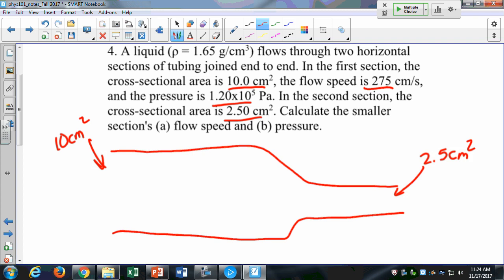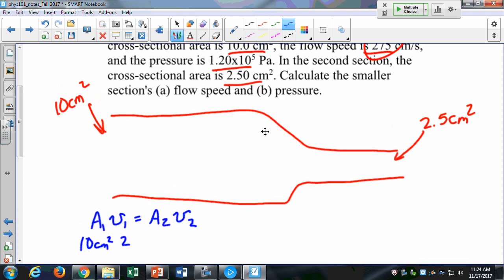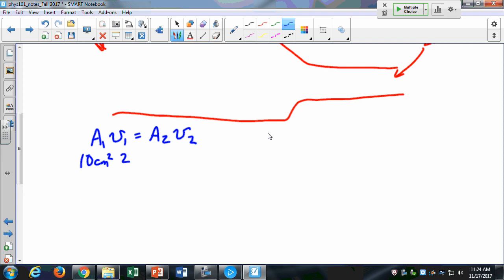So listen, I don't even look at the equation, because I know that my speed is going to be bigger in the second half, and it's going to be bigger by what factor? A factor of 4. Right, so I can just multiply this number by 4. But if I want to go through the procedure, then I would say, well, I have A1 V1 equals A2 V2. That's 10 square centimeters, 275 centimeters per second.